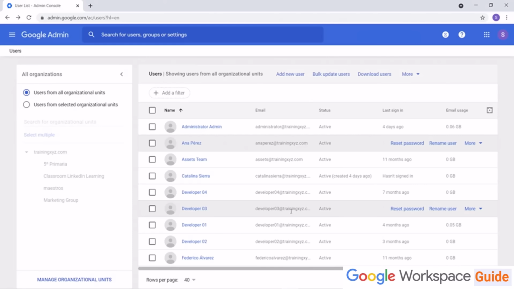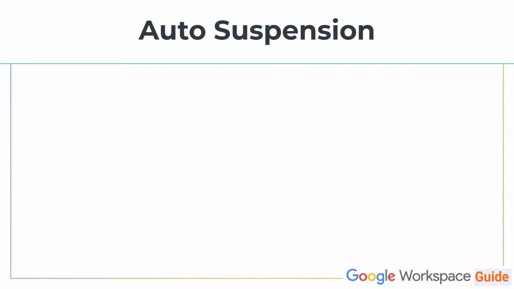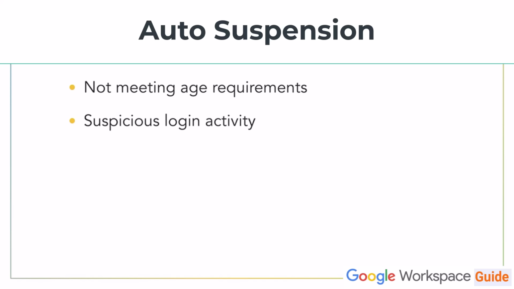Users may also be automatically suspended by Google systems for high-risk behavior that breaches Google's terms of service. These violations may include signing up for services without meeting age requirements, suspicious login activity, or exceeding data transfer limits.